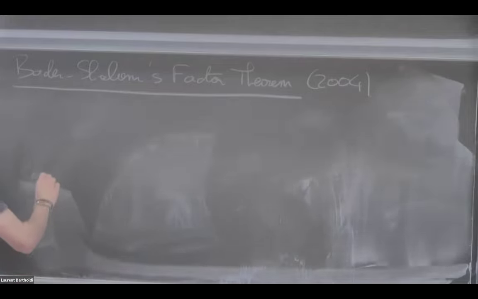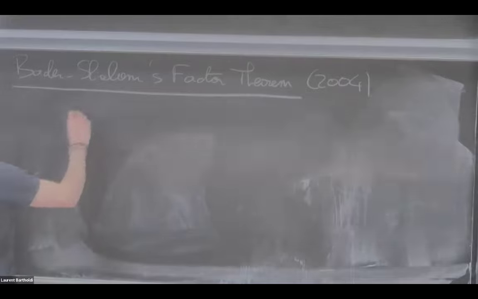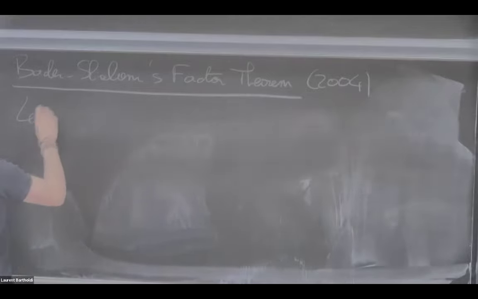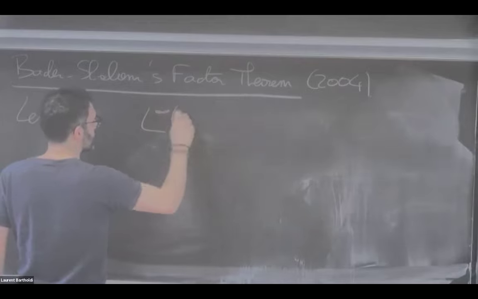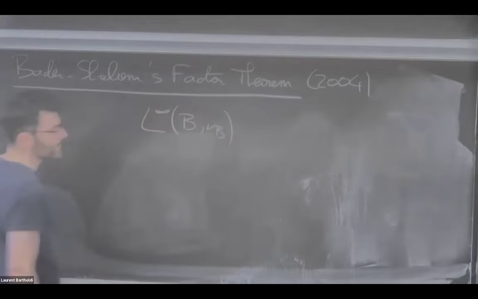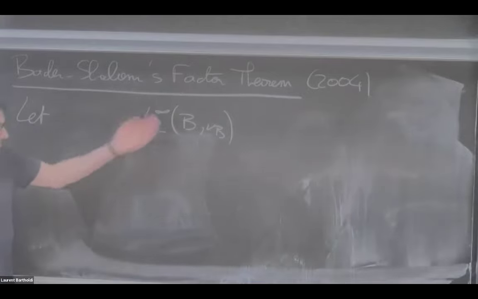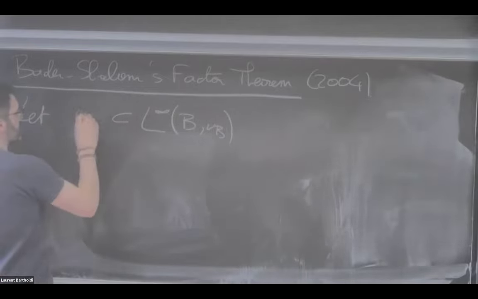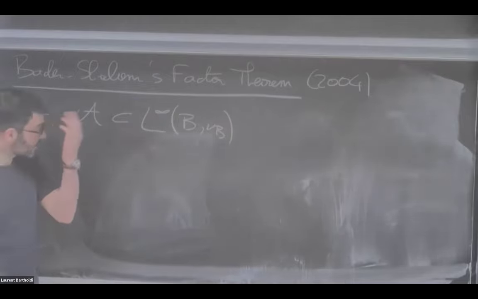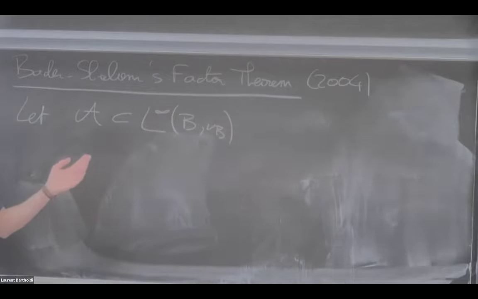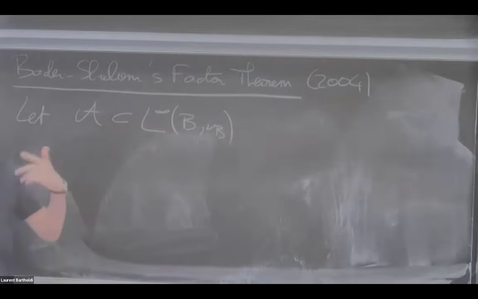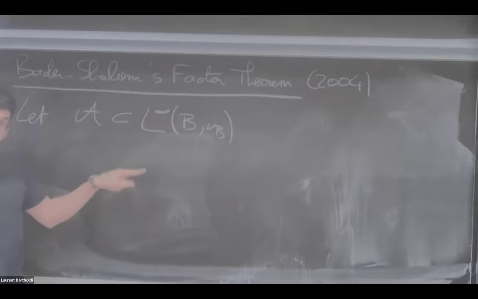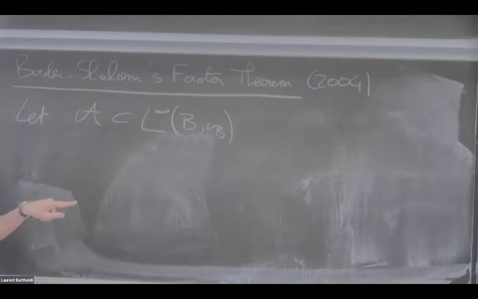So what do I mean by this? I'm going to look at L infinity of B with the measure class nu_B. So this is what we call an abelian von Neumann algebra. And inside, I'm going to take a von Neumann subalgebra. So it's a C-star subalgebra, uniformly closed, it contains the unit, but also it's weak star closed. L infinity has the weak star topology, and I want it to be weak star closed.